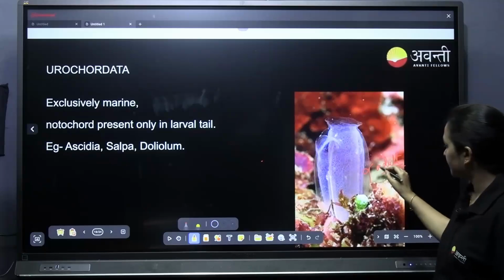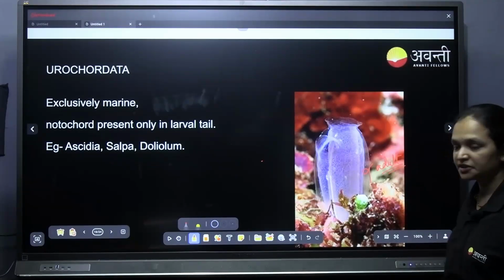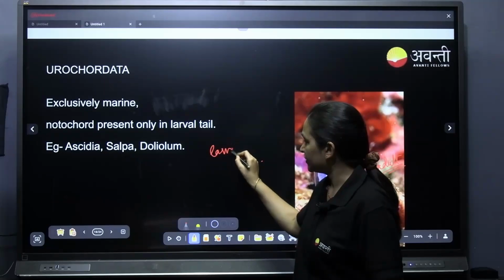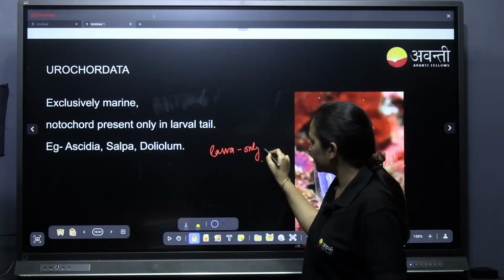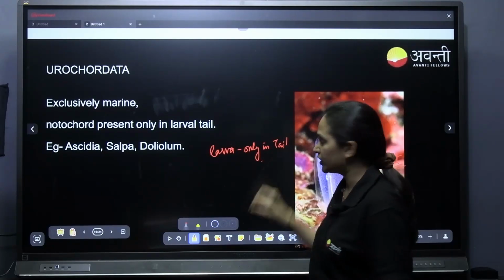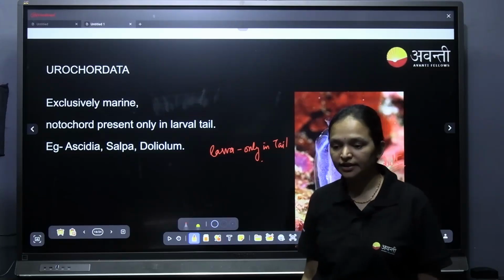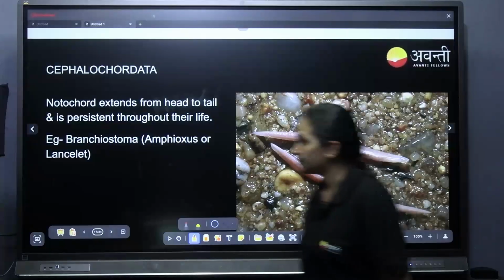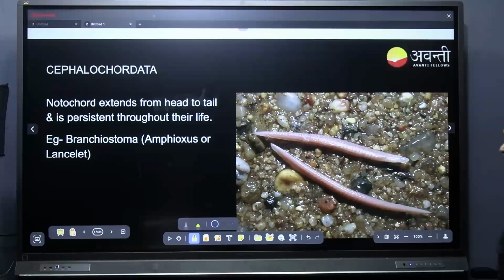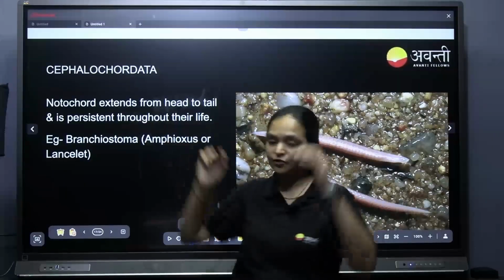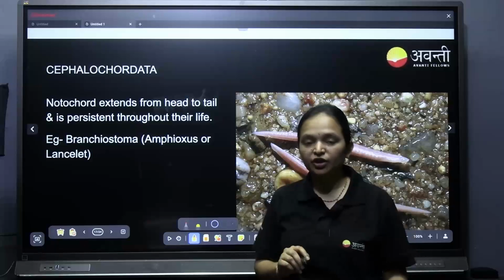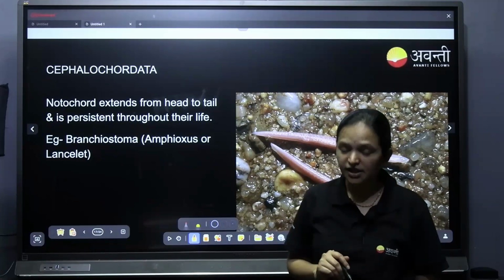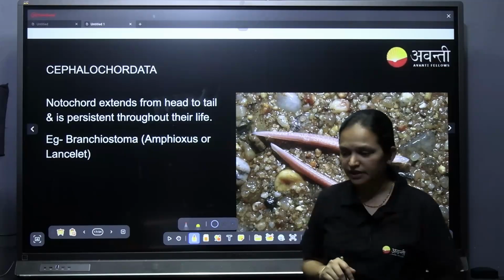Okay, the adult notochord is absent in the adult, but in the larva, only in the tail, notochord is present in urochordates. This is important. Other than that, coming to cephalochordates, cephalochordates have notochord extended from head to tail. Unlike urochordates, which only have the notochord in the tail region, and that too only in the larval stage. In the adult stage, the notochord is absent in them.